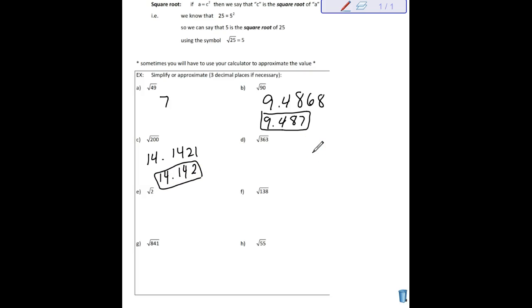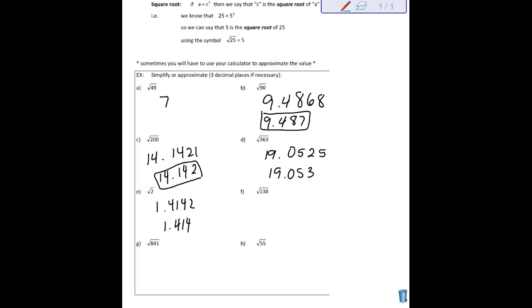What about the square root of 363? Well, if I take the square root of 363, we get 19.0525. This 5 will round that up to 19.053. Oh, square root of 2. You can do it. You get 1.4142. So if we rounded to 3 decimal places, 1.414.